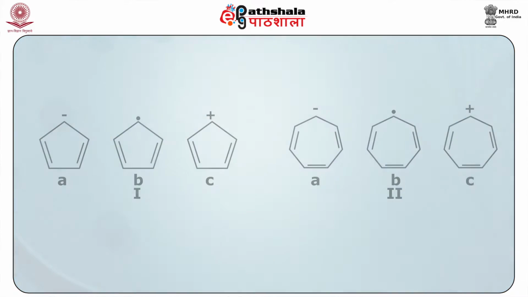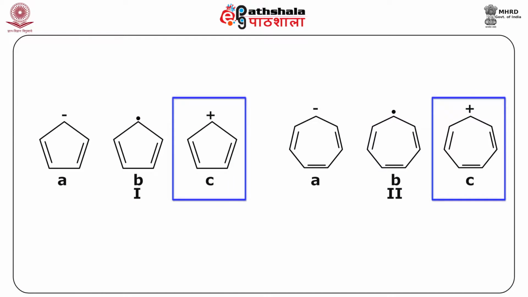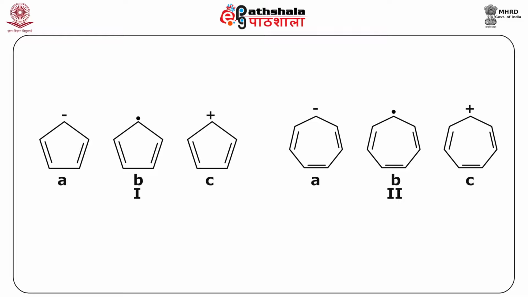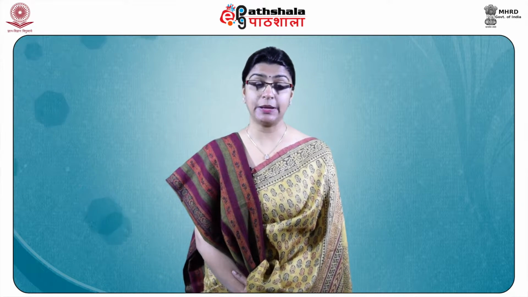So among these systems, we may focus on the 5 and 7 membered ring systems, which may be aromatic. For example, these are the anions, radicals and cations of cyclopentadiene and cycloheptatriene. In these figures, we can easily see whether these molecules are aromatic or non-aromatic, since we must have the Huckel number of electrons present in them, that means 4n plus 2 pi electrons. Of the systems mentioned, only the cyclopentadienyl anion and the cycloheptatrienyl cation satisfy this condition.